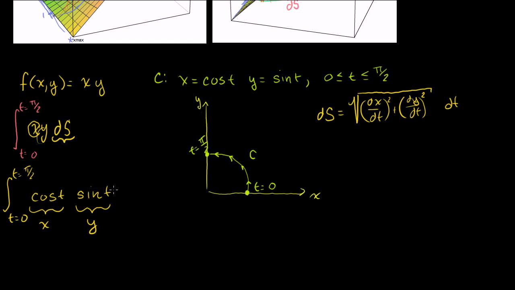ds is this. It's the square root of the derivative of x with respect to t squared plus the derivative of y with respect to t squared, all of that times dt. And now we just have to find these two derivatives. It might seem really hard, but it's very easy for us to find the derivative of x with respect to t and the derivative of y with respect to t. I can do it right down here.